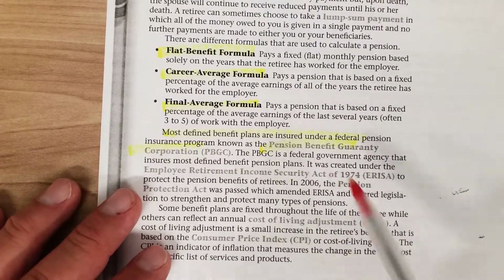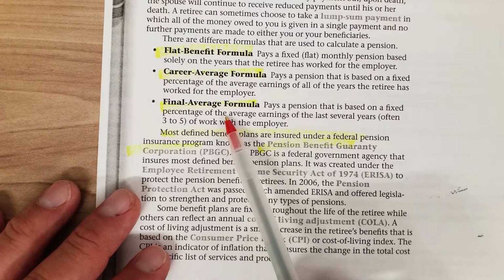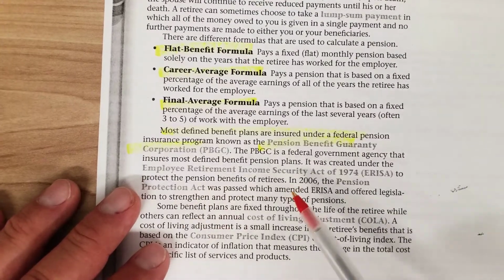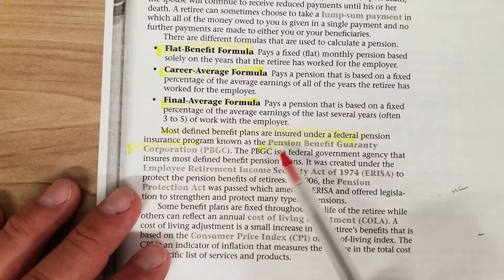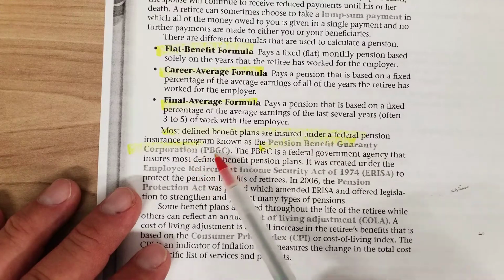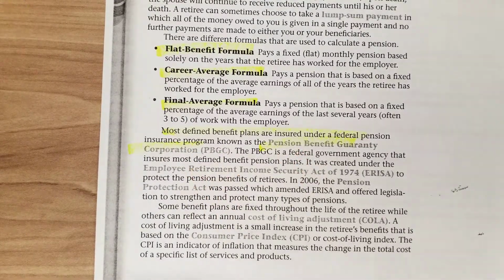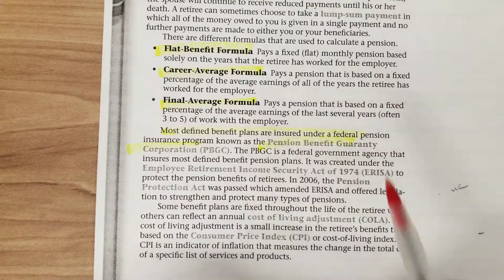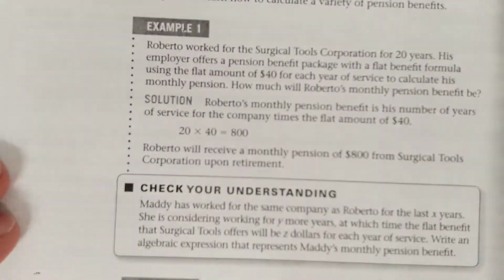Usually that's better for the employee because the last 3 to 5 years they're probably making more than they were in the beginning when they first started working for that company. Most defined benefit plans are insured under a federal pension insurance program known as the Pension Benefit Guaranty Corporation. There's some other terms in here that you'll need to know, but let's get into some problems here. Show you some of the kind of problems you're going to see.